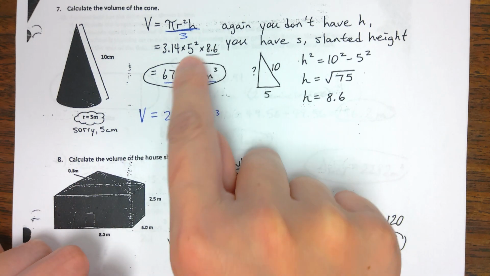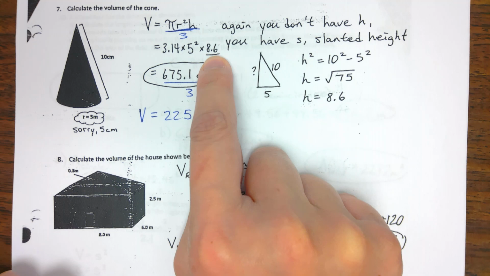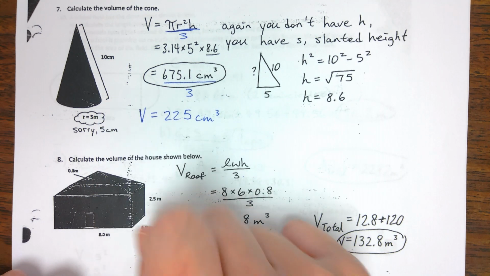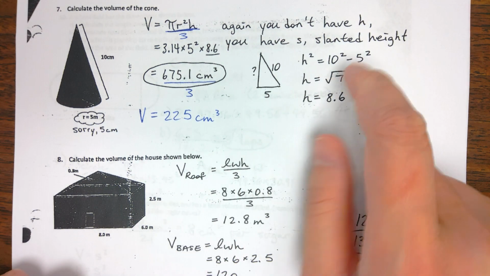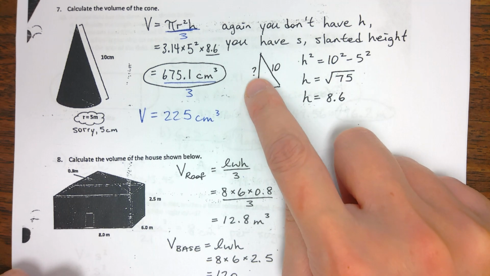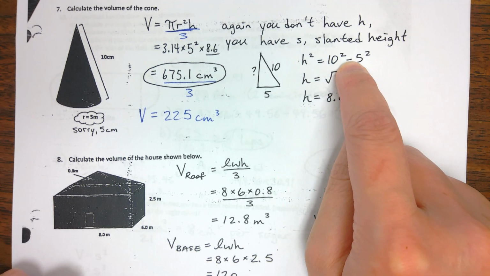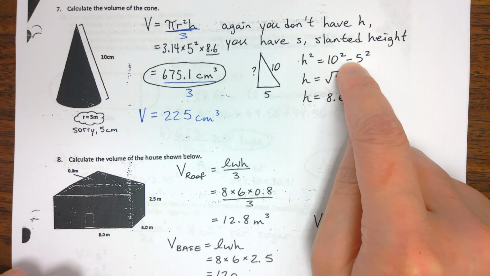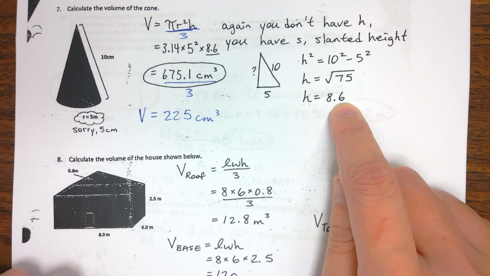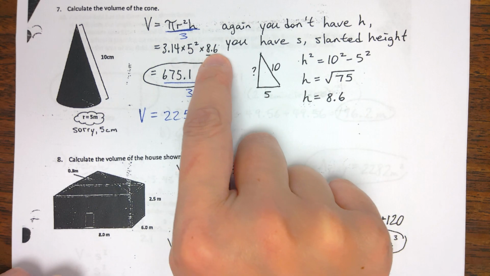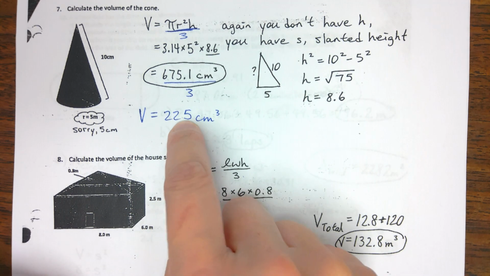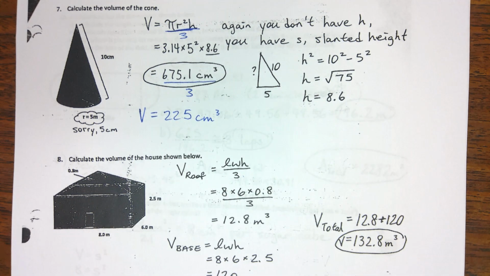So when you substitute it in, you realize, uh-oh, I actually don't have h. What is the 10 centimeters right here? Yeah, the slanted height. I don't want slanted height. I want the height. So if I want to find the height, that means I'm going to do Pythagorean theorem by subtracting. So 10 squared, subtract 5 squared, square root it, 75. I get 8.6. That's my height. So I sub that into my equation, divided by 3. I get my final answer, 225 centimeters cubed.